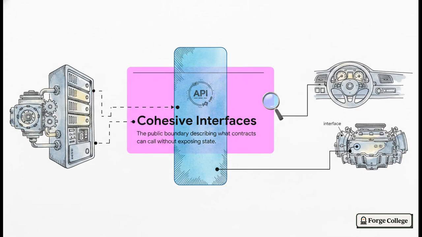To actually connect those separated modules, we use something called cohesive interfaces. An interface acts like a thin, incredibly strict boundary. It defines the public-facing API, basically what other contracts are allowed to call, while keeping all those messy, complex internal implementation details completely hidden away. By relying on cohesive interfaces, you decouple the callers from the specific implementations. It's kind of like being able to swap out the engine of a car without having to change the steering wheel.